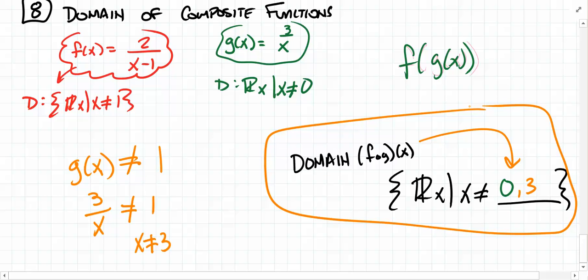I want to point something out. Notice that 1 is allowed in that domain. Why is 1 allowed in this domain? Because if you plug a 1 into g, 3 divided by 1 is the number 3. And then I take the number 3, and I'm allowed to plug the number 3 into the f function, right? So therefore, 1 is allowed into the composite function of the whole thing. Kind of a trip.